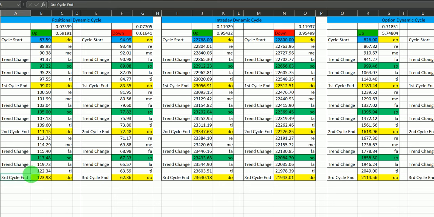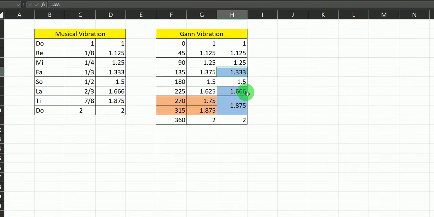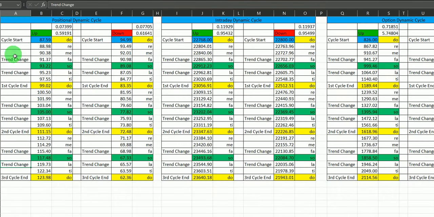I gave names for the first cycle start, cycle end, second cycle end and third cycle end. Where I put trend change, these areas are 369, as I explained, 333 and 666, the 1/3 and 2/3. Most of the time this will be a breaking of the cycles, so there is a chance for trend change. That is why I named it trend change.